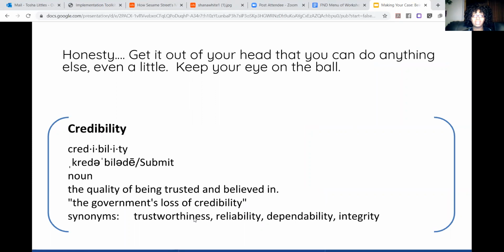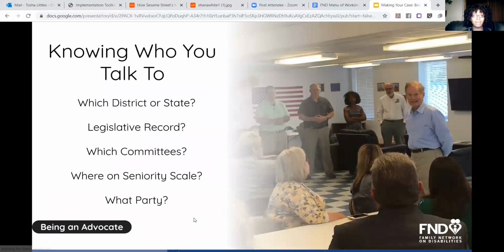So keep your eye on the ball. We want to make sure that we're credible. We want to make sure that we're trusted in what we are saying. We have good reason to say it, right?